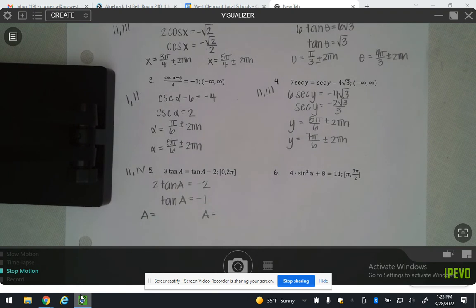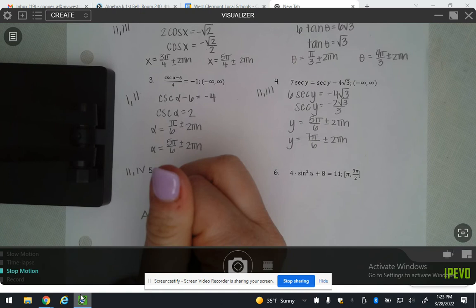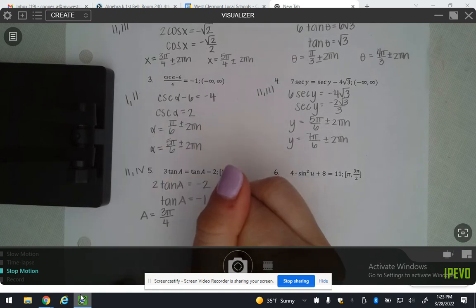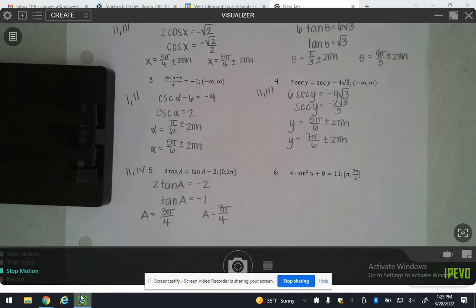How do I get my second quadrant pi over 4 angle? Pi minus pi over 4. So it is 3 pi over 4. How do I get my fourth quadrant angle? 2 pi minus pi over 4, right? So 7 pi over 4. Did you say pi over 2? You gotta subtract there. Okay. Good.